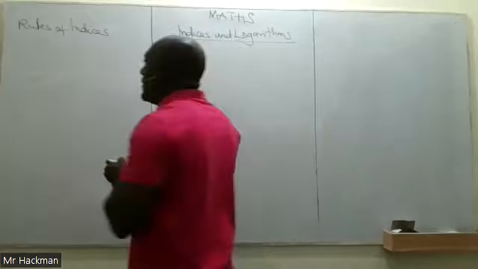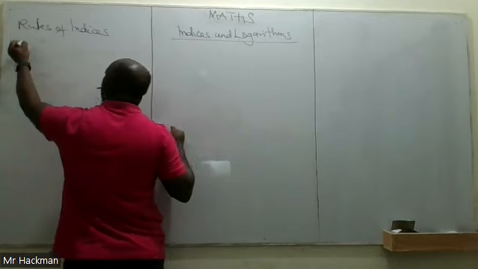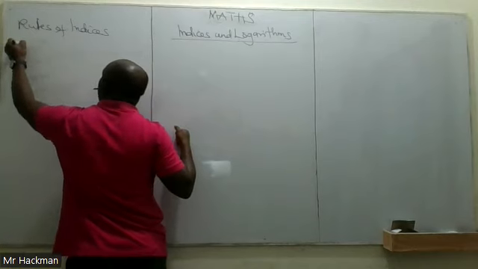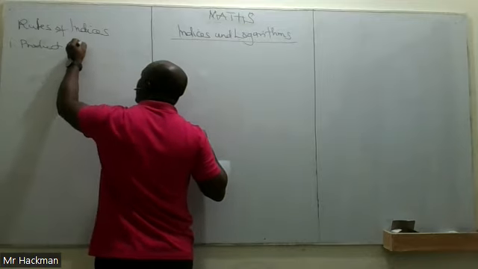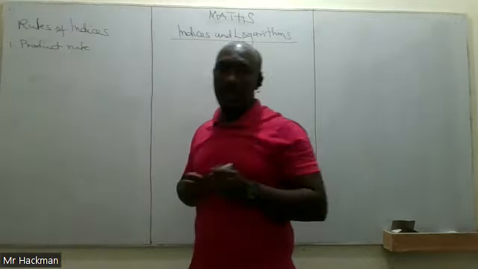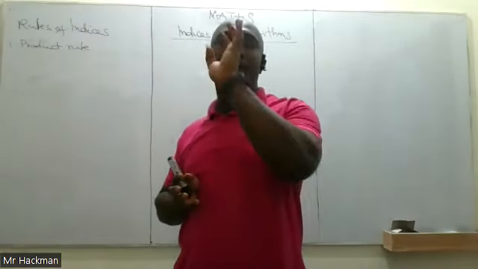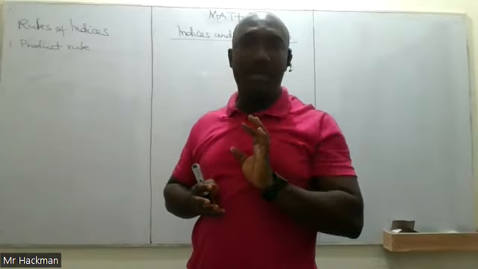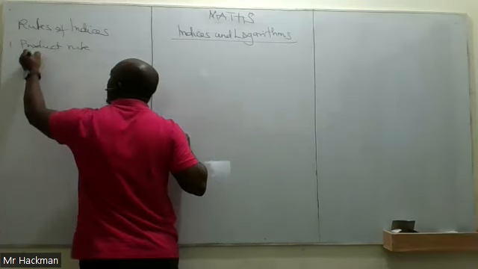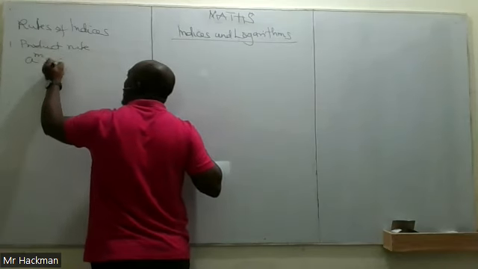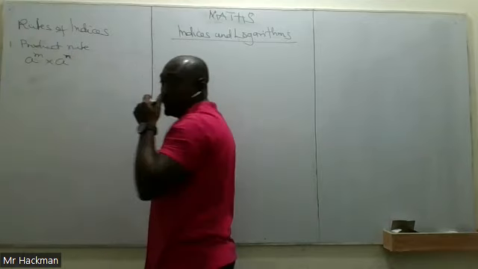Okay, the first rule that we are going to talk about, rule 1, will be what we call the product rule. With the product rule, we are going to look at a number to a certain power multiplying another number to a certain power. So I'm looking at what? A number A to a certain power M multiplying the same number to a different power. Let me use N.